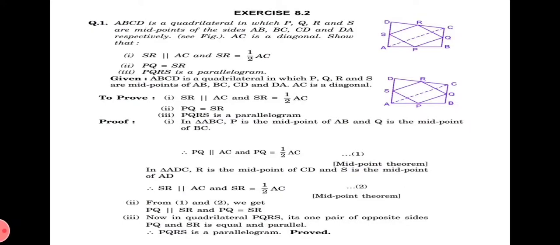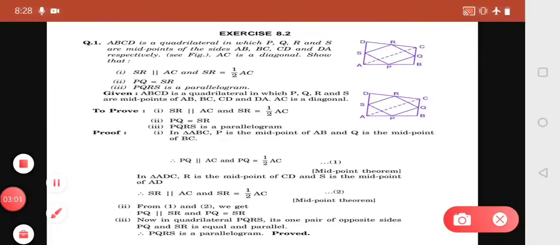Now, according to the question, for the solution, first let's write the given. Given ABCD is a quadrilateral in which P, Q, R and S are midpoints of AB, BC, CD and DA respectively, and AC is a diagonal. You can see in the figure that ABCD is given as a quadrilateral where P, Q, R, S are the midpoints of all the four respective sides and AC is the diagonal. We have to prove number 1, SR parallel to AC and SR equal to half AC.